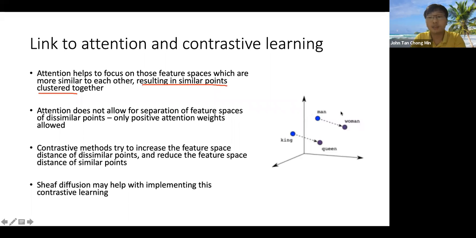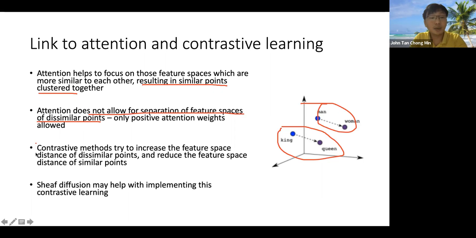But in terms of word spaces, you have man, woman, you have king, queen, where you cluster things together. So it's actually quite good for words. But when it comes to classification of nodes, you may not want to use an attention mechanism, for the very reason that it doesn't allow you to differentiate the classes. So this is why I mentioned as the second point here, it does not allow for separation of dissimilar points.